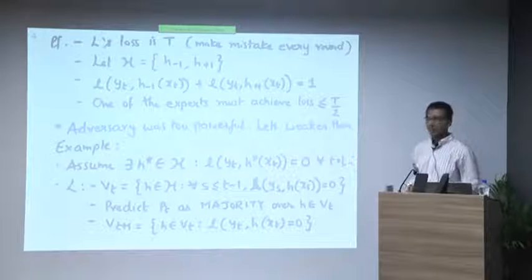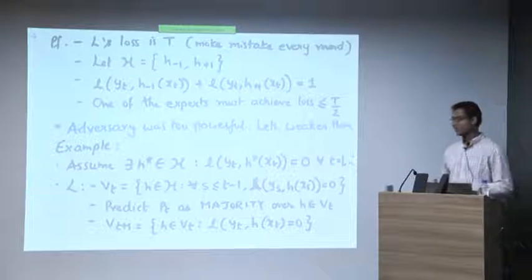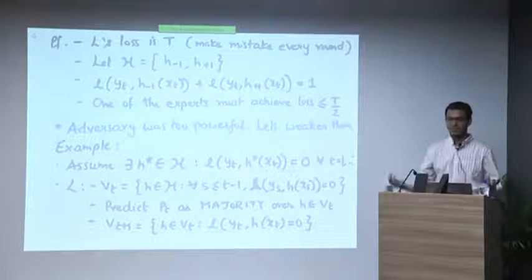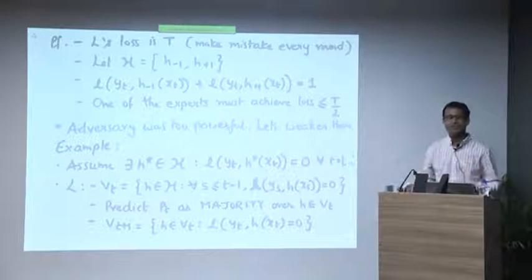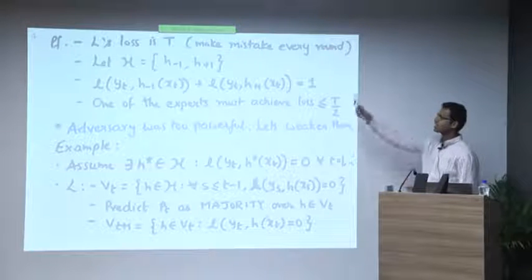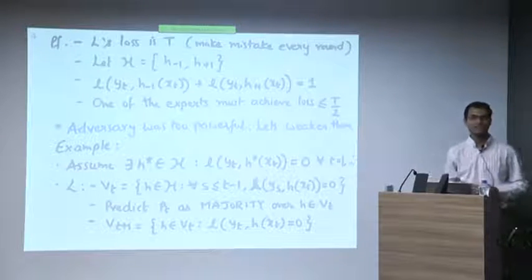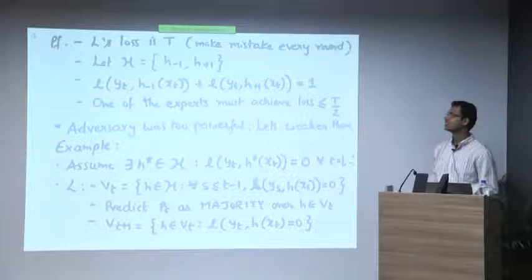So let's say, since the adversary knows the learner, the adversary can always pick the ground truth to be exactly different from what the learner is going to pick. So that means the learner's loss is going to be T. In T rounds, every round the learner makes a loss, so his loss is T.